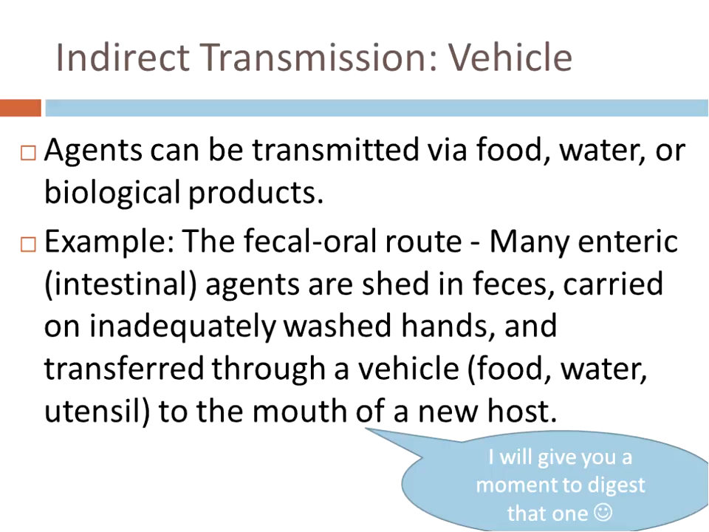And then we also have agents that are transmitted in a vehicle. A vehicle could be food, water, or other biological products. The fecal-oral route is one of the most common ones. Many intestinal disease agents are shed in feces and carried on inadequately washed hands, and transferred when somebody has dirty hands and they touch their food, or you touch your own food, and then you put your food in your mouth.